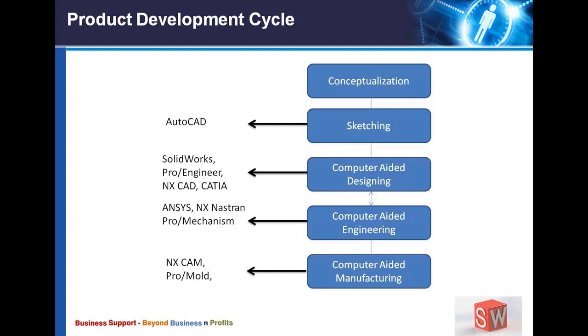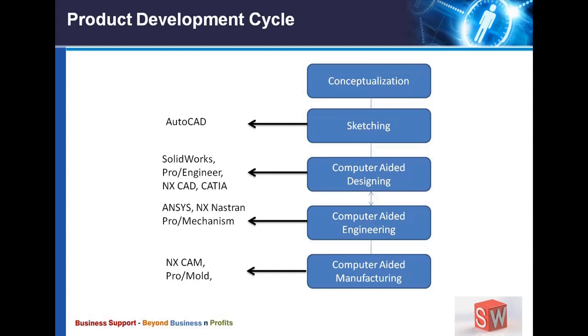And computer aided engineering, where we will be doing the validation. That is, we are going to apply boundary conditions and we are going to find out the stress distribution or pressure, or it may be deformation of any product. Here we use ANSYS, NX Nastran and Pro Mechanism. And last, with manufacturing we use NXCAM and Pro Mold, which entirely give solutions for tool design and also for machining. And that's all about the product development cycle.